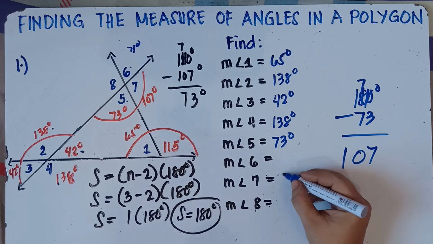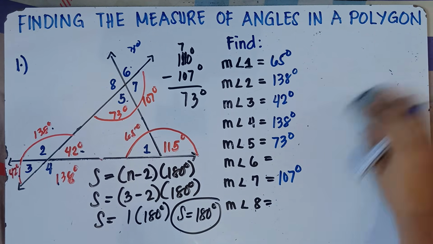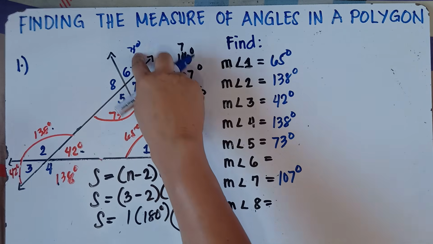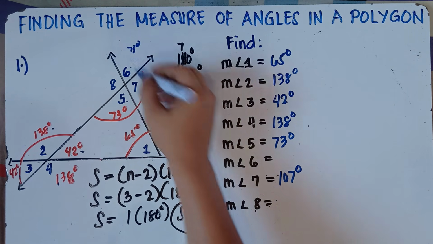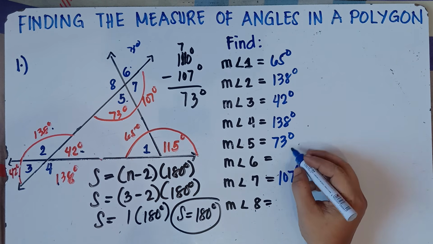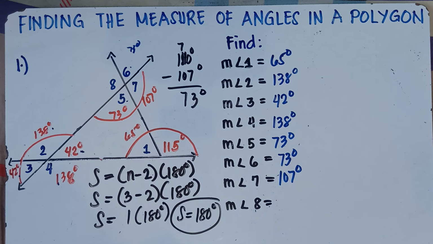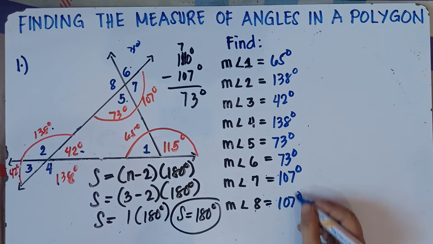Alright, so angle 7, that's 107 degrees. Of course, if this is 107, this will be 73, right? Because 107 plus 73 would be 180, because this is a straight angle. So this will be angle 6, this is 73 degrees, sorry, for angle 6. And angle 8, vertical angles, that would be 107 degrees.